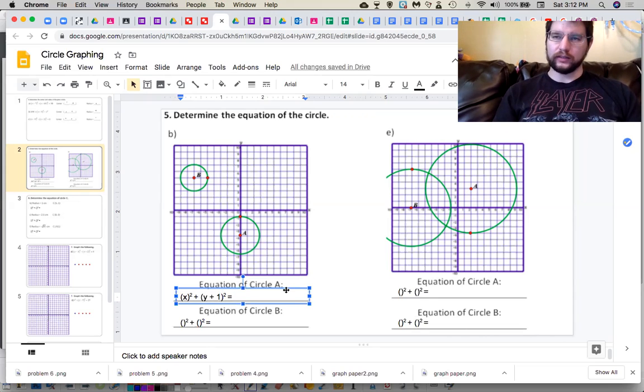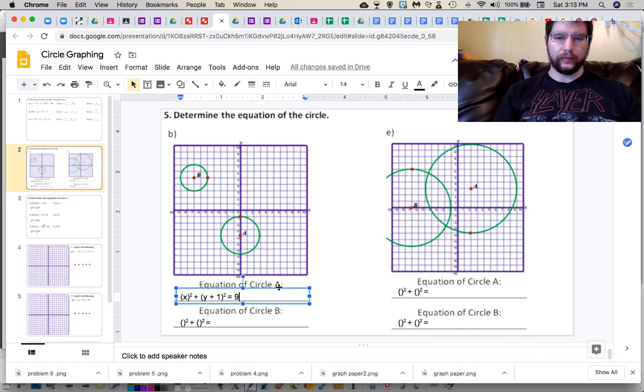Now to get the radius, well, the radius, if you remember, is the distance from the center of the circle to the edge of the circle. Notice it has these dots here. That's to help you count. 1, 2, 3. So the radius is 3, which means this would equal 3 squared. So I'm just going to put 9. 3 times 3 is 9.